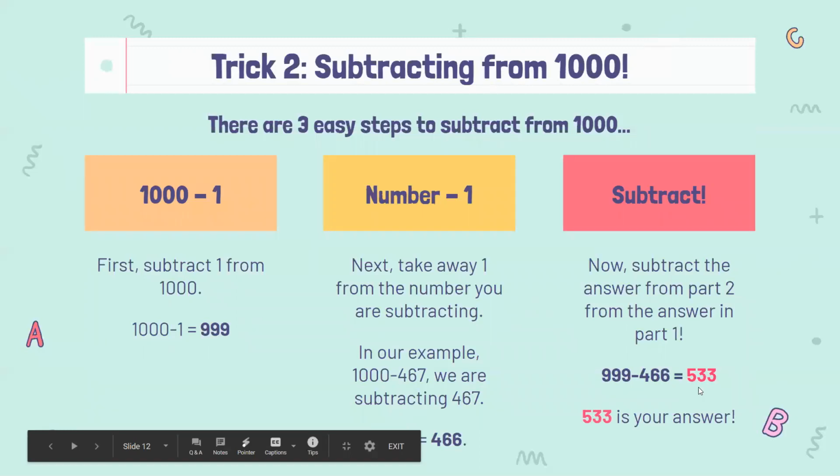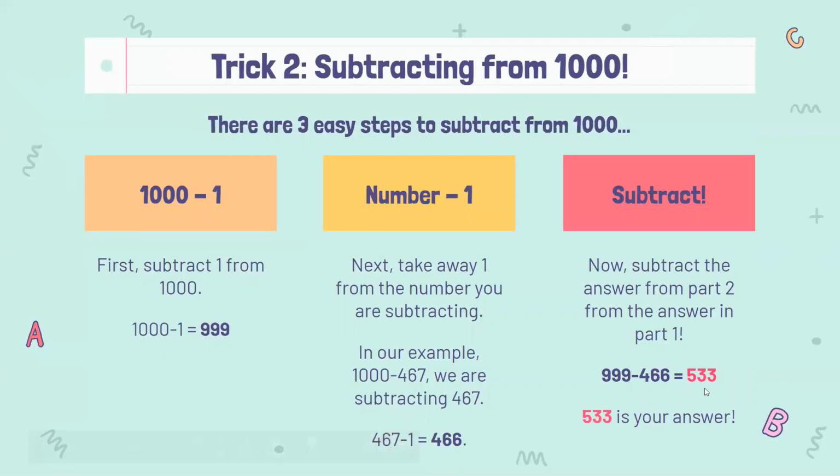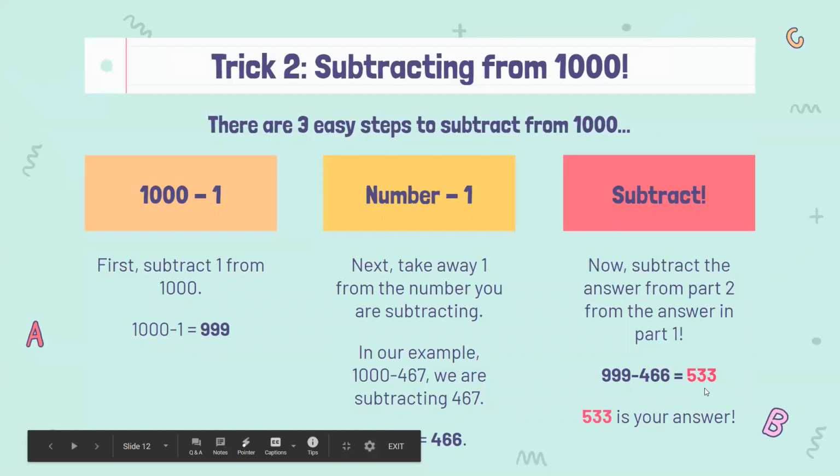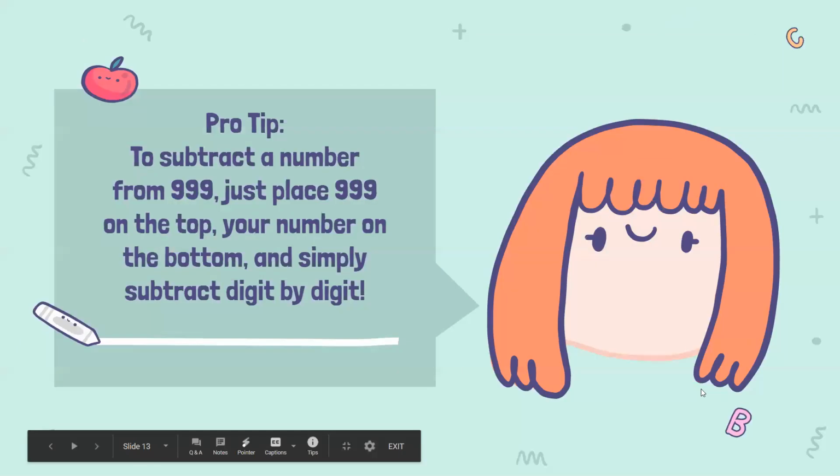Our third step is to find the difference between these 2 numbers. So 999 minus 466 from the second part is equal to 533. And 533 is your answer. If you don't know how to do this part, there are some tips in the next few slides.